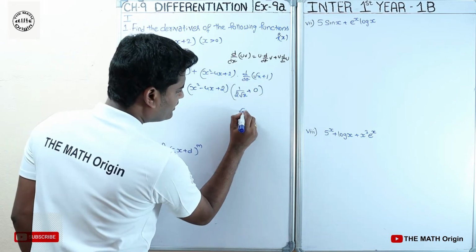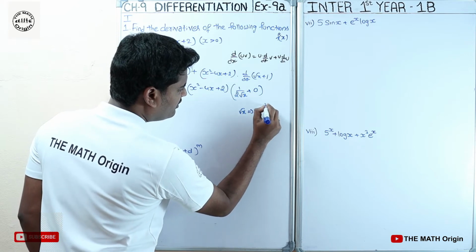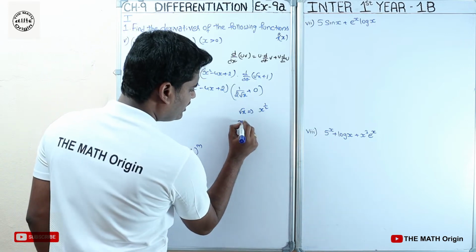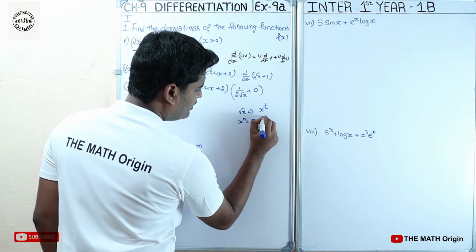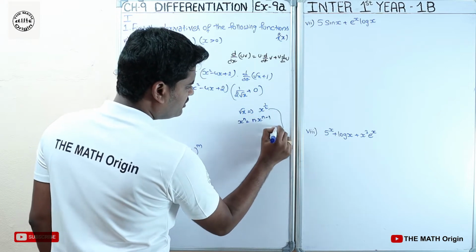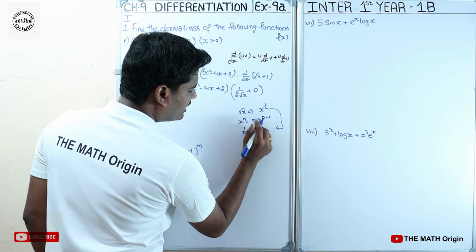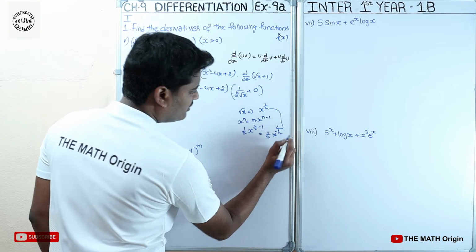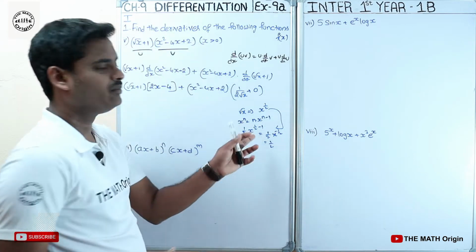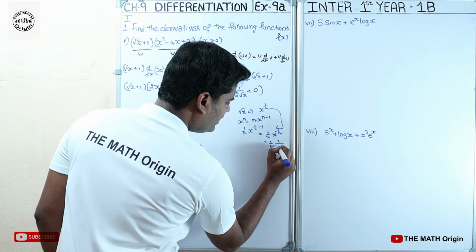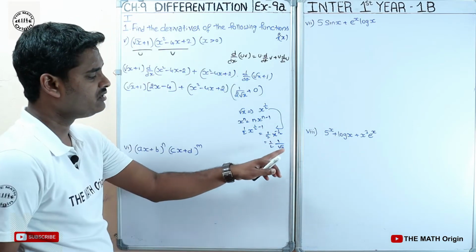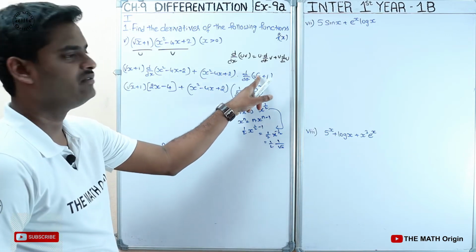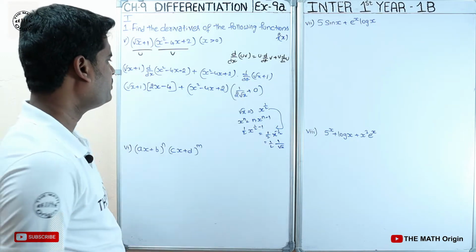If you see, root x I will write as x power 1 by 2. So now it is in the format of x power n, and we have the formula that the differentiation of x power n will be n into x power n minus 1. According to that, 1 by 2 into x power 1 by 2 minus 1 equals 1 by 2 x power minus 1 by 2. The numerator has power minus 1 by 2, so in the denominator it will be 1 by x power 1 by 2, which is root x. So the simplified value is 1 by 2 root x. Going forward, let's take the differentiation value of root x as 1 by 2 root x.